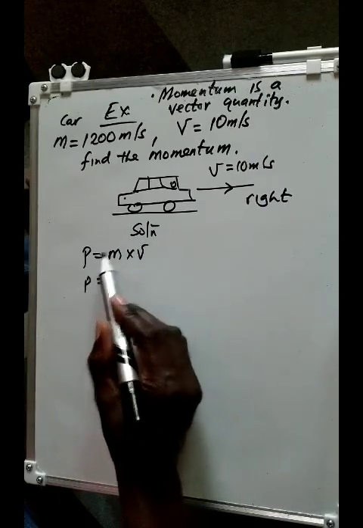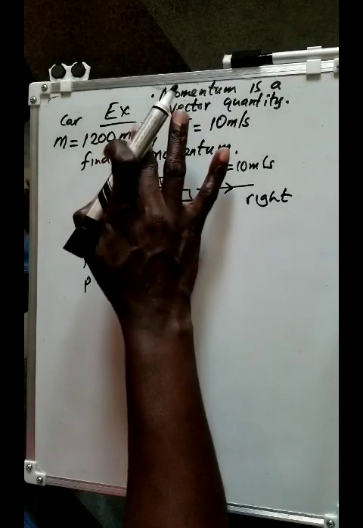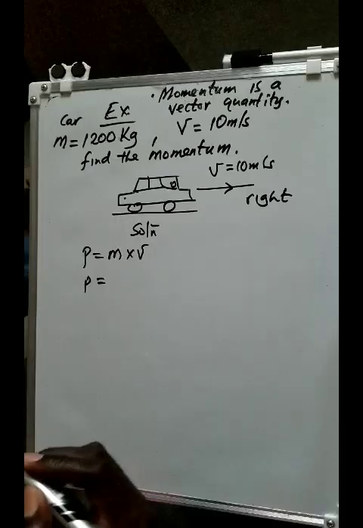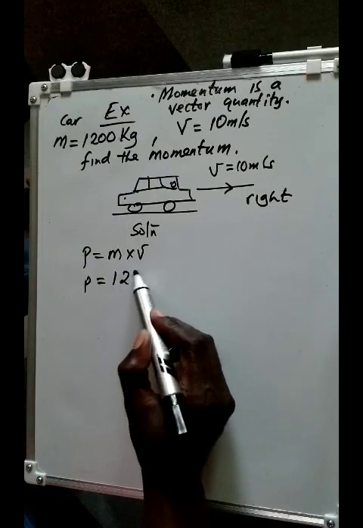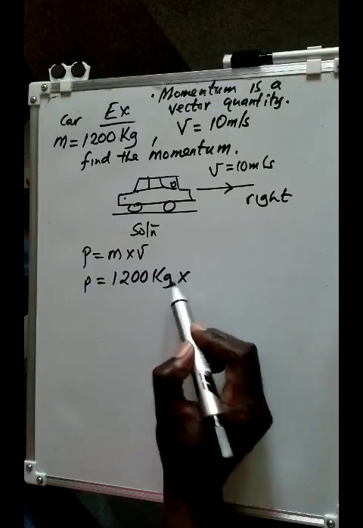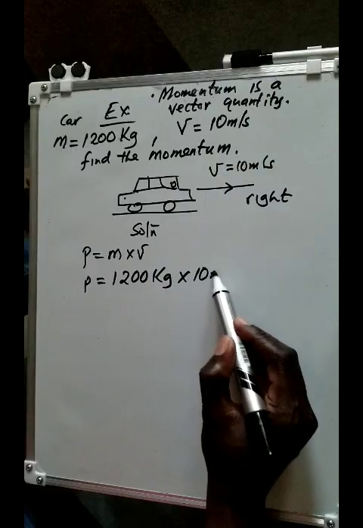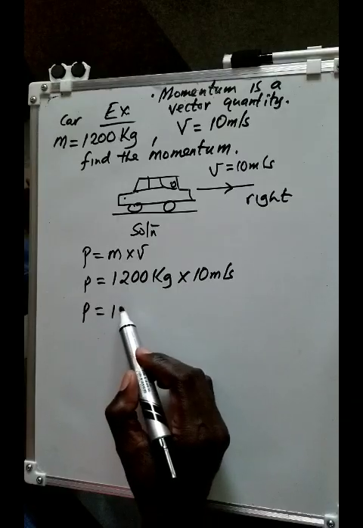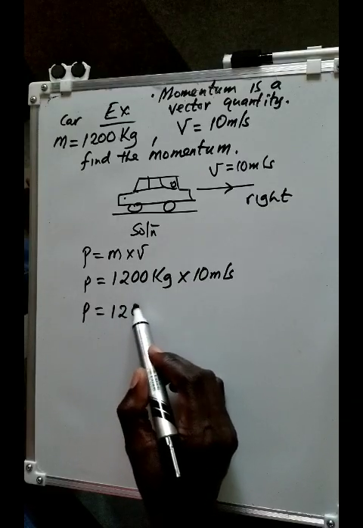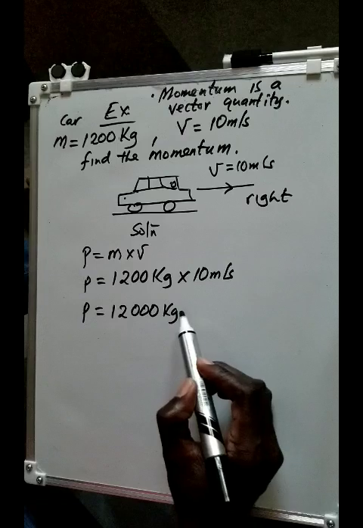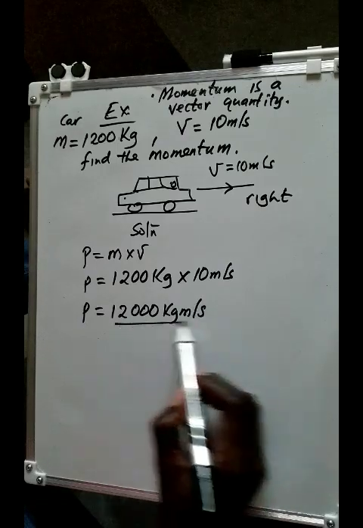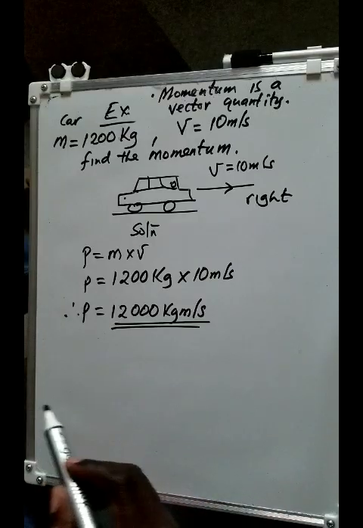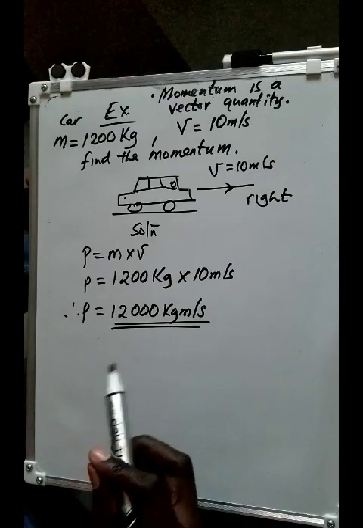So the momentum will be the mass. Sorry, we added units, that is wrongly done. Mass is supposed to be in kg, so that's 1200 kg, then you multiply by the velocity, which is 10 meters per second. It simply means that the momentum is actually going to be 12,000 kg meters per second. So there's nothing complicated when you're actually finding the momentum. It is actually something that is very simple.